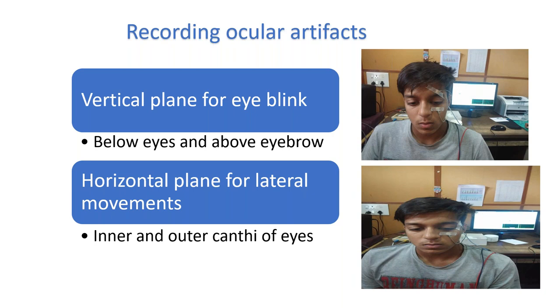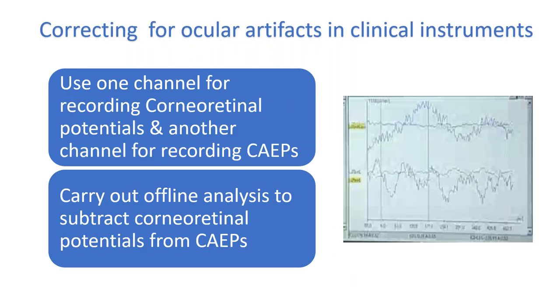For recording ocular artifacts, it's like how we do in the VEMP ocular testing. So we need to place electrodes. If you want to record in the vertical plane, you place one electrode below the eyes and one above the eyebrows. And if you want to record the horizontal plane, that is the lateral movements, then you place them on the inner and outer canthi of the eyes. Once we record these, with one channel recording our ocular potentials and the other channel recording our cortical level potentials, we have to do an offline analysis where we subtract these corneal-retinal potentials from the cortical.